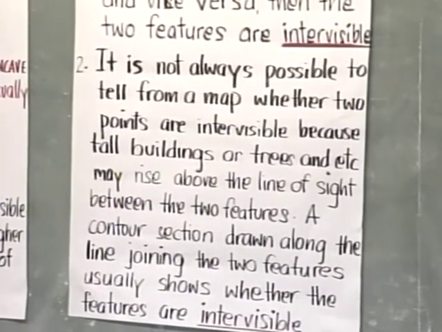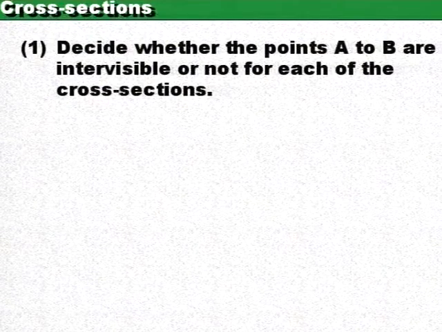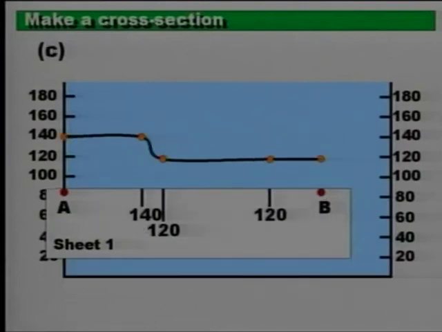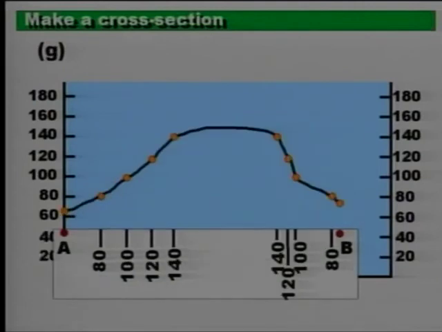Okay, let me give you your homework to conclude. You remember the four constructions that we did, the four cross-sections? You are going to decide by simply writing down whether the points A to B for each of those cross-sections are intervisible or not intervisible. So all you have to do is for each of the cross-sections, you write beside each one whether the points A to B are intervisible or not. And the cross-sections are what you have constructed in your exercise book, and that is what we have corrected at the beginning of our lesson.